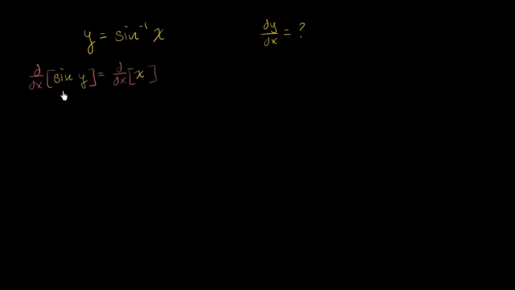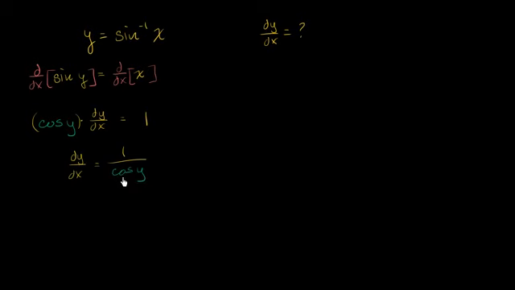What's the derivative of the left-hand side with respect to x going to be? And here we just apply the chain rule. It's going to be the derivative of sine of y with respect to y, which is cosine of y, times the derivative of y with respect to x, so times dy dx. And the right-hand side, what's the derivative of x with respect to x? Well, that's obviously just going to be equal to 1. And so we could solve for dy dx, divide both sides by cosine of y, and we get the derivative of y with respect to x is equal to 1 over cosine of y.